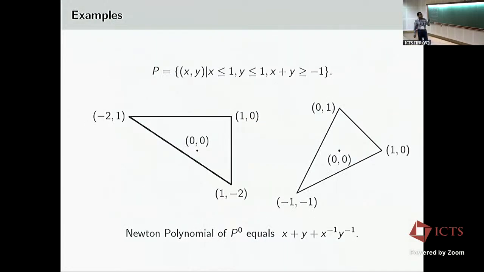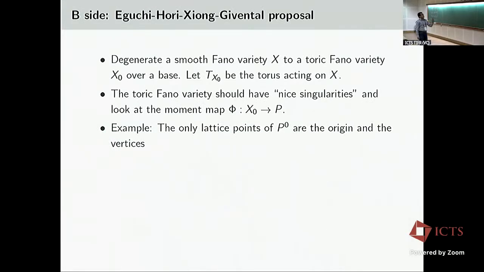So let me just give you an example. This is the polytope P. If you look at the polar dual, it is just this polytope, and the Newton polynomial of P0 is just this, because these are the vertices. If you are familiar with toric varieties, it is pretty clear. This is the moment polytope of P2, and this is the dual polytope of the moment polytope, and this is actually the Laurent polynomial that computes the required Gromov-Witten numbers for P2 that I pointed out. So, very simple.